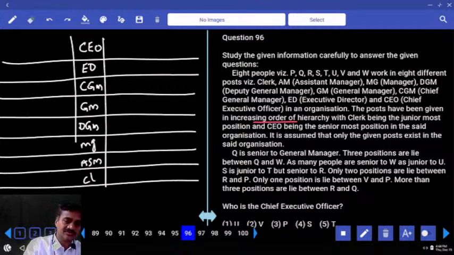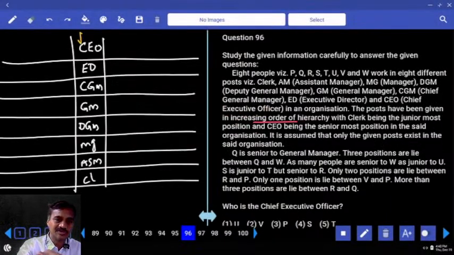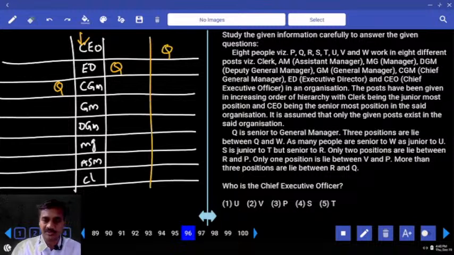The main reason why it comes under the first priority is that these hierarchies will always be fixed. Clear? Then fix the hierarchy first. Now Q is senior to general manager. How many possibilities do we have? Q can be CGM or ED or CEO. There are 3 different possibilities we have.